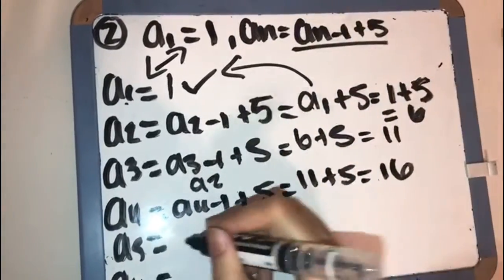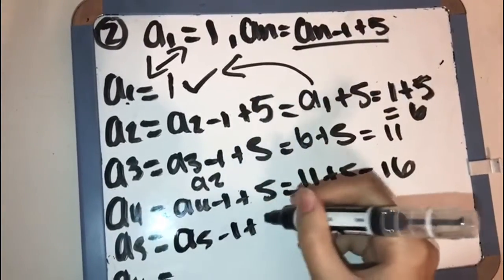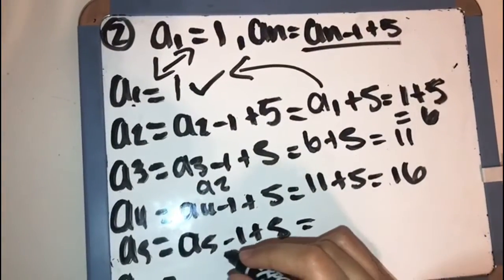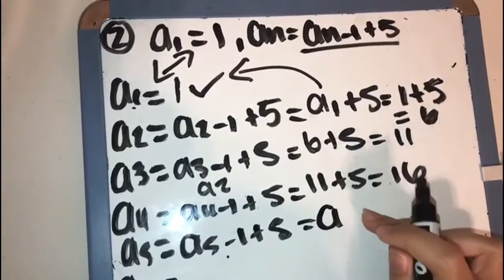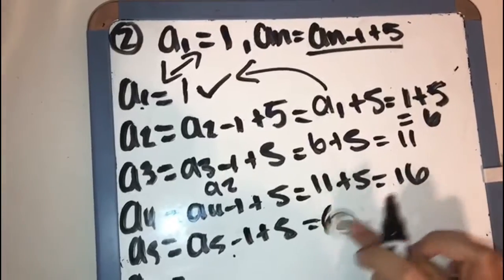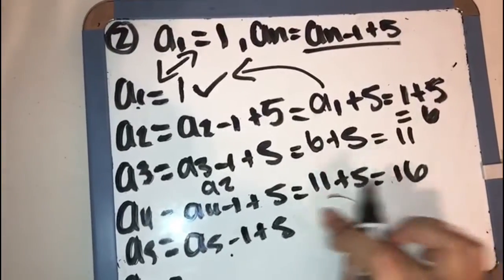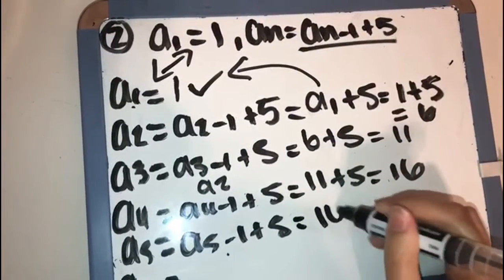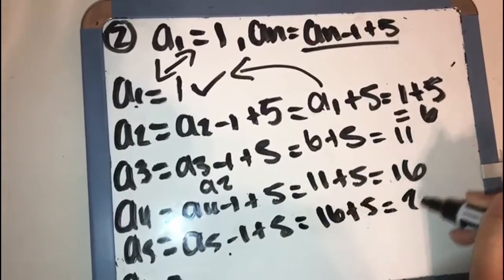A5 is A5 minus 1 plus 5. Well, A5 minus 1 is A4, so A4 is 16. So 16 plus 5 equals 21.